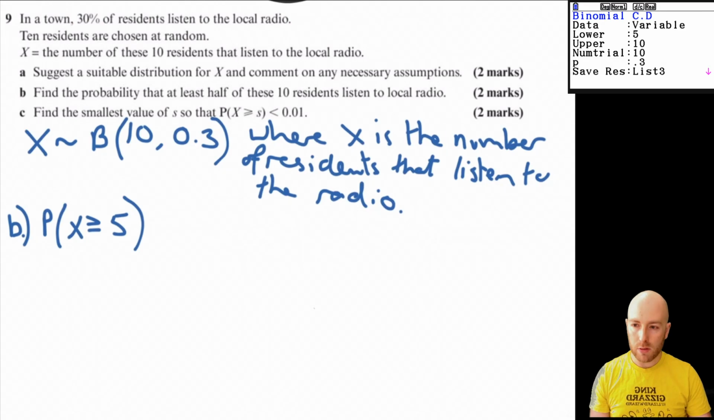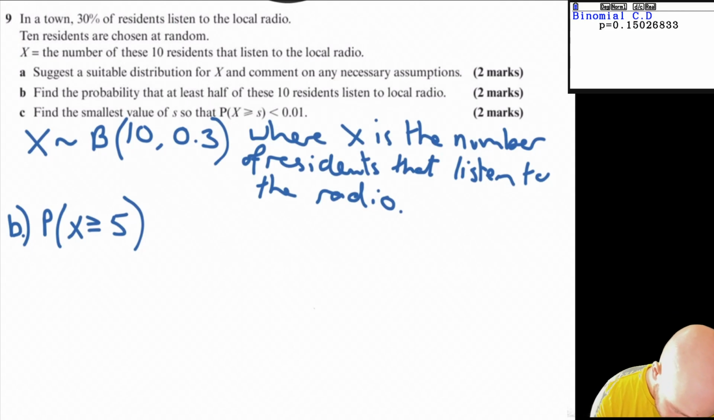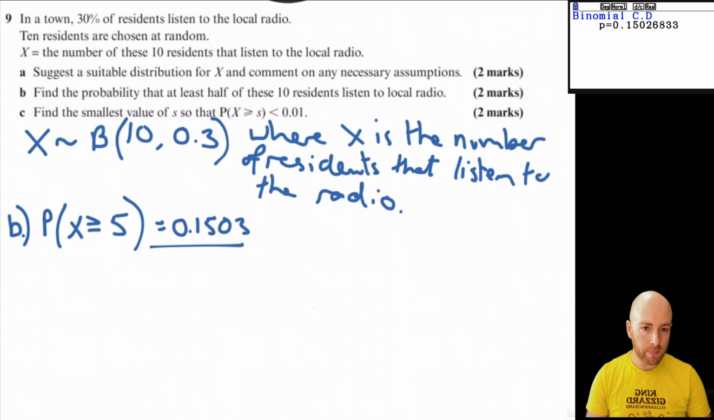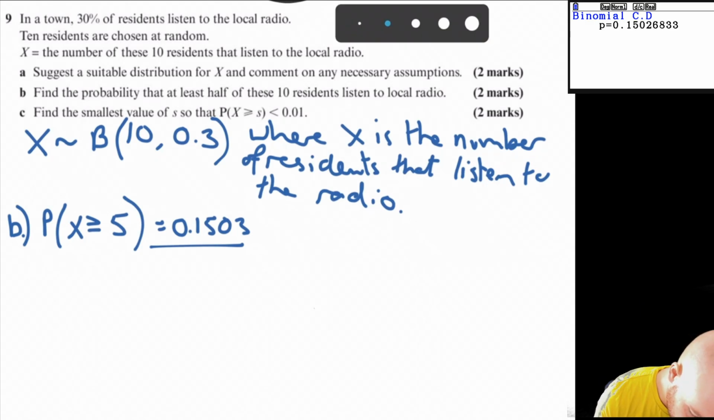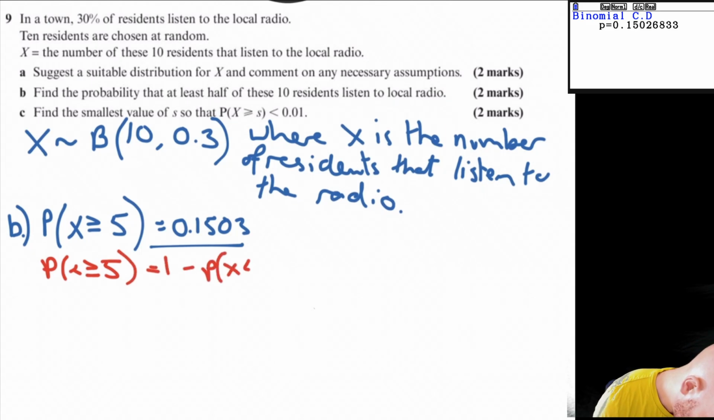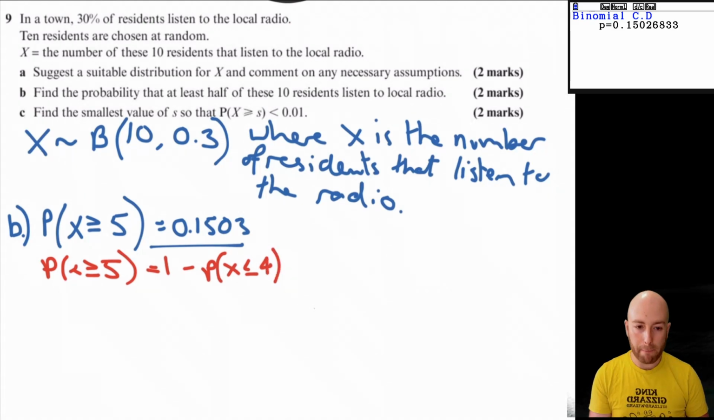There's no need to save the results. I'm going to go none there. And execute. And the answer is 0.1503. That's it. That's all you need to write for your answer there. If you're doing it on the class whiz, you'd probably need to do your x is greater than or equal to 5 is 1 minus probability x is less than or equal to 4, and get your answer like that.